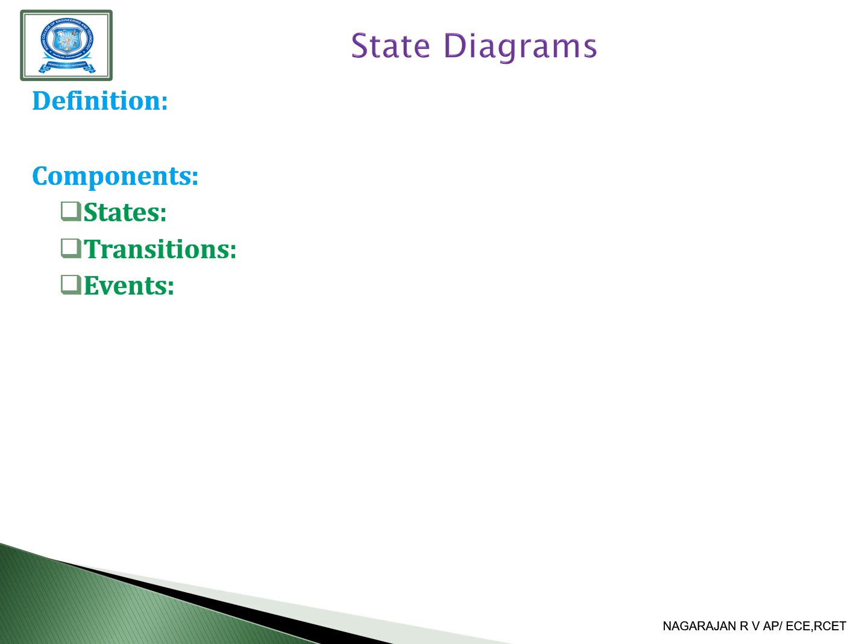State means it represents the different modes or conditions of the system. Transition is an arrow showing the movement from one state to another based on an event or condition. Event is a trigger that causes a transition between states.